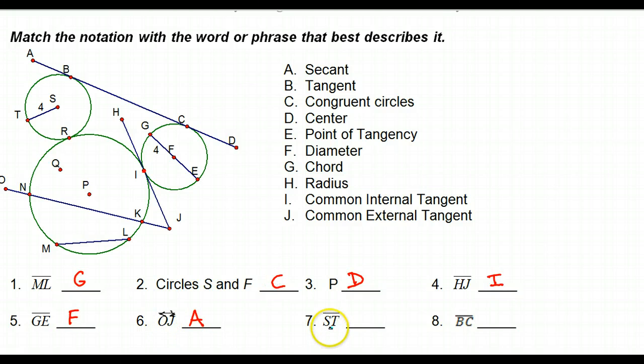Number 7, segment ST. Let's see, ST is a radius. So that's H. And segment BC. Alright, that is a common tangent, a common external tangent. So that's going to be J.